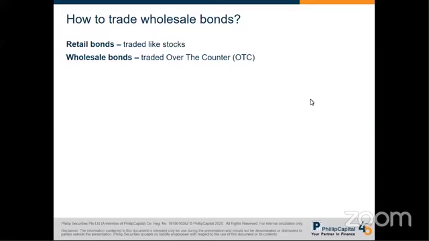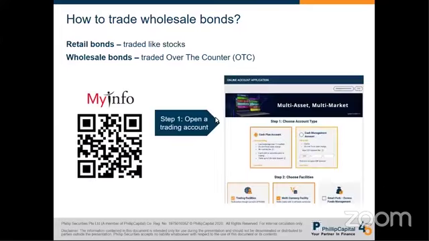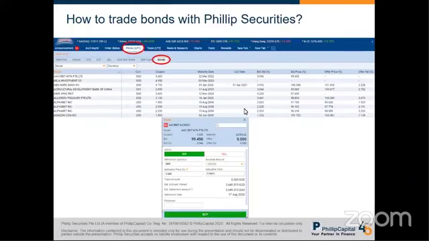If you don't have an account with us, the first step will be to open a trading account. With MyInfo verification, the account should be ready in 2 to 3 working days. Upon logging in, under the LP1 Bonds tab, double-click for the order ticket to submit your order. Please ensure that you have funds in your account.